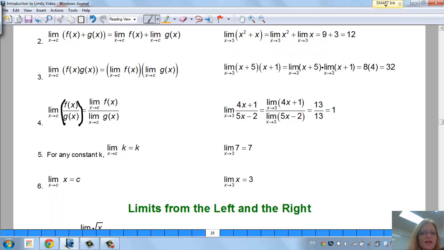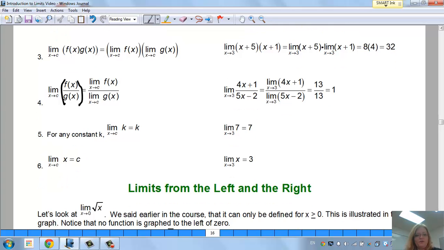And then for any constant k, even if x approaches 3 of 7, it's always going to be that constant 7. And as x approaches a constant c of x, it's always going to be the constant. So if I plug in a 3 here, I'm always going to get it. So I told you the property and gave you an example. A lot of them make sense, but I wanted you to have it for your notes.